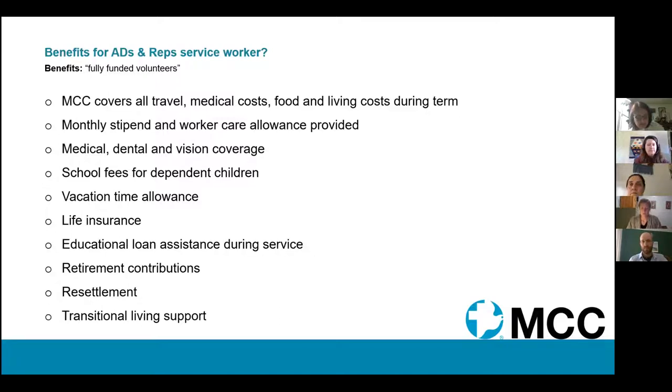Individuals are placed into 1 to 4 service worker levels in MCC, and this level will be based on prior experience. So individuals can fall in level 1, level 2, level 3, or level 4, depending on previous experience.